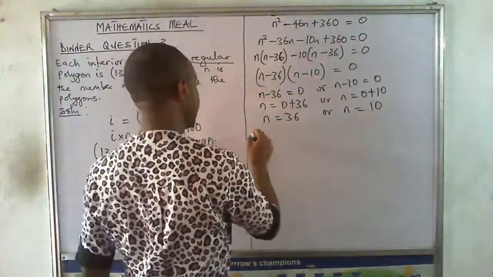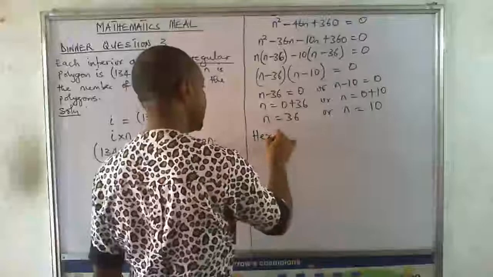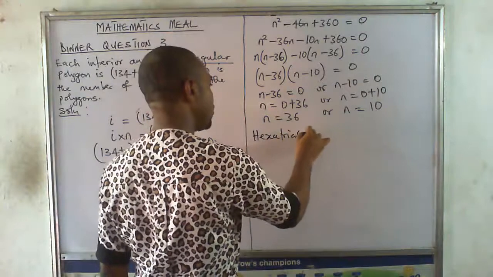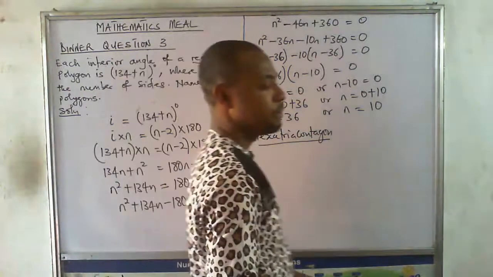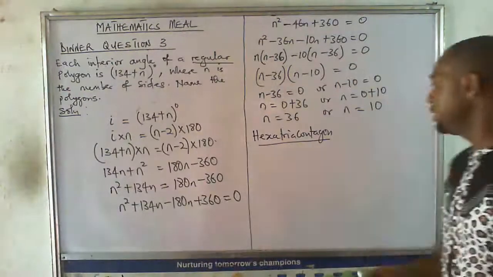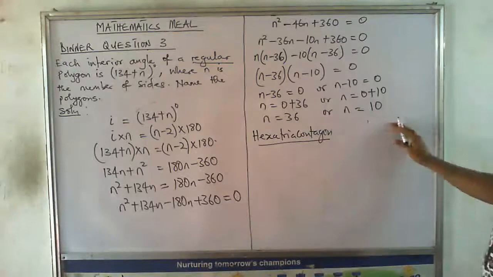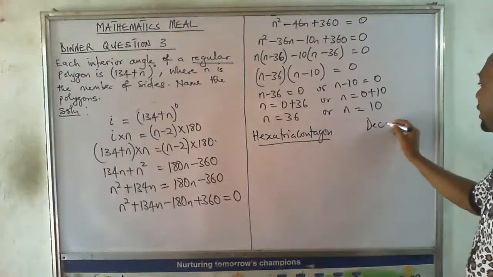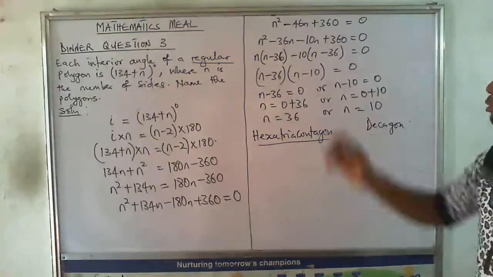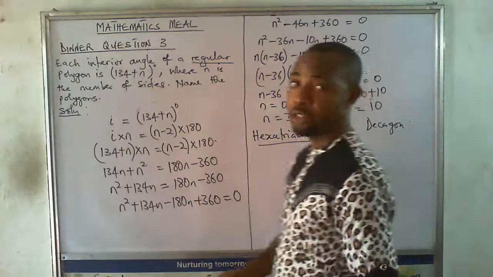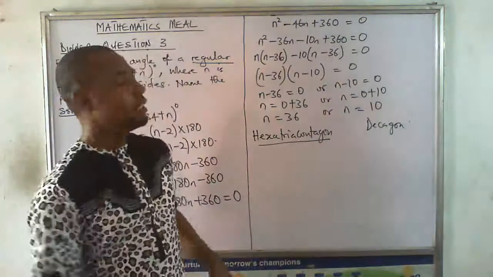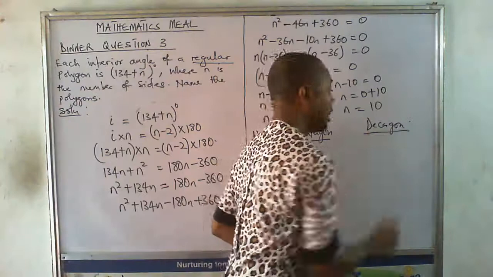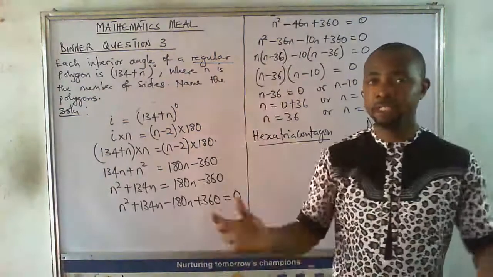A 36-sided polygon is known as a hexatriacontagon, and a 10-sided polygon is called a decagon. So the polygon will either be a hexatriacontagon or a decagon. All right. That's all for our dinner question 3.